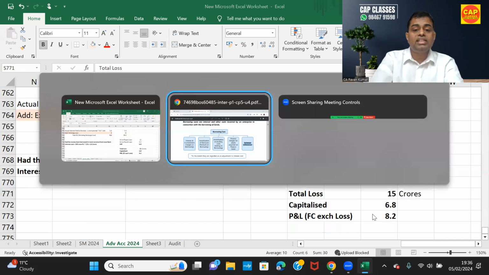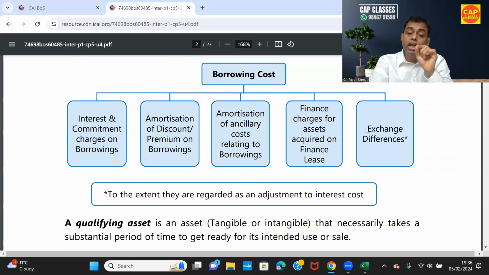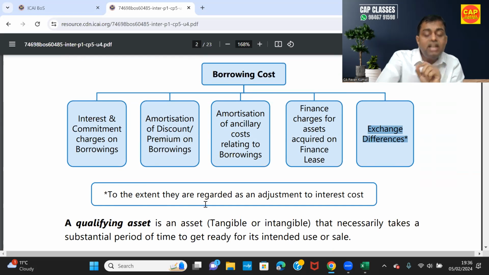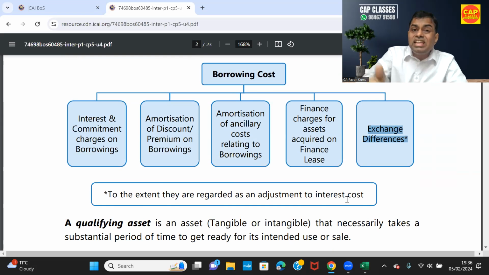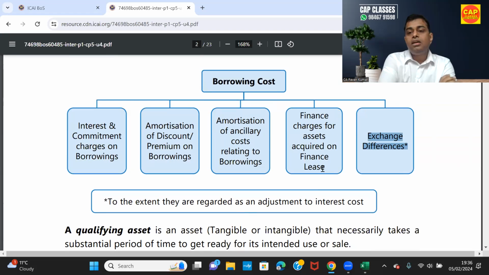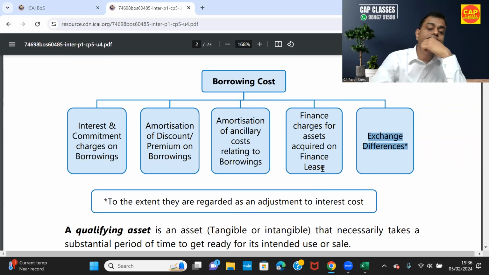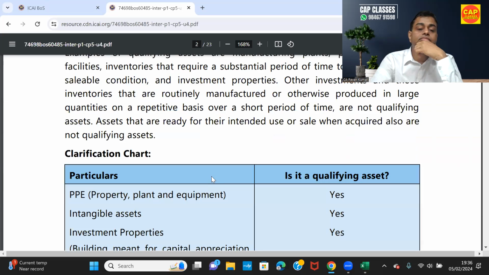So this is what they said. Borrowing cost includes exchange difference to the extent they are regarded as adjustment to interest cost. So your interest cost can be increased using this exchange loss to the extent of the difference between local currency loan and foreign currency loan. Beyond that, if there is a loss, you have to charge it to P&L. It cannot be capitalized. This is the concept. Is this clear? Yalini, is this clear? Yes, sir. Devika, is this clear? Yes, sir.